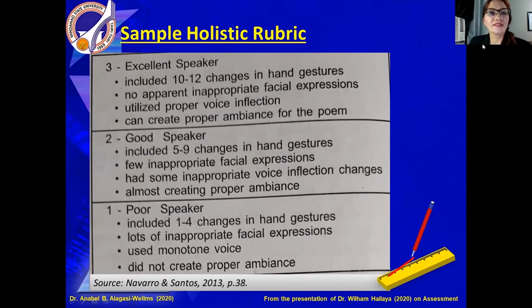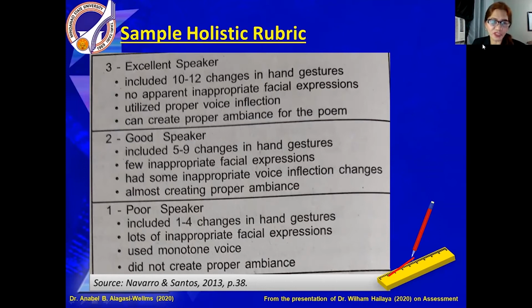Look at this. The scale is 1 to 3 only. 3 is the highest, considered as an excellent speaker. And 1 is the lowest, considered as a poor speaker. In the middle is 2, which is considered as a good speaker. Look at the rubric for scale 3. If you're an excellent speaker, you have included 10 to 12 changes in hand gestures, no apparent inappropriate facial expressions, utilize proper voice inflection, and can create proper ambience for the poem. So what's the task here? The student is asked to read a poem.